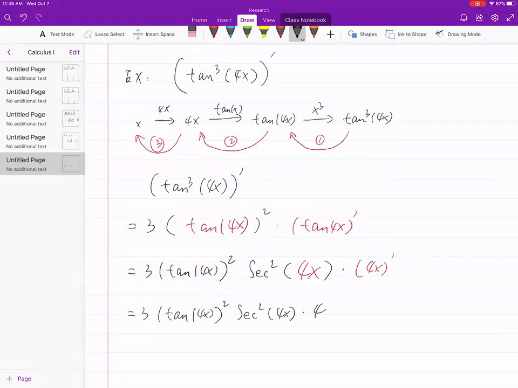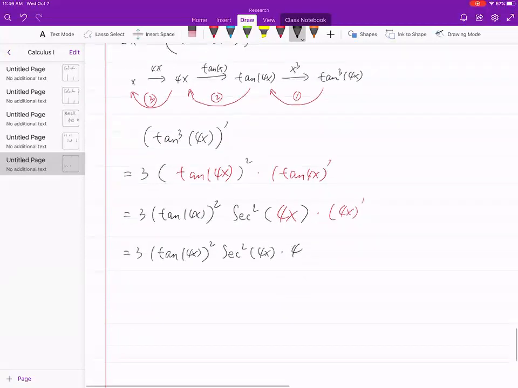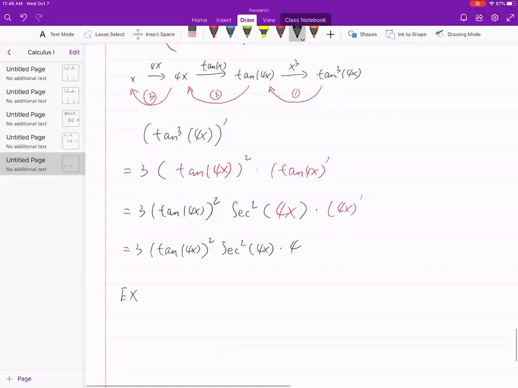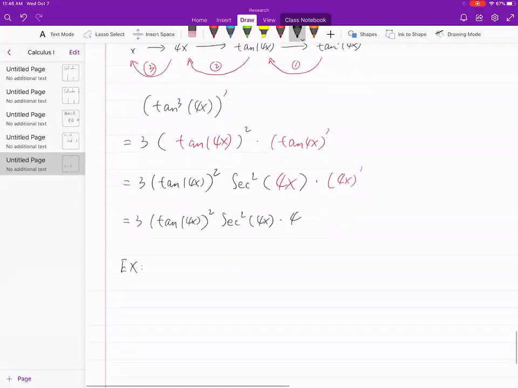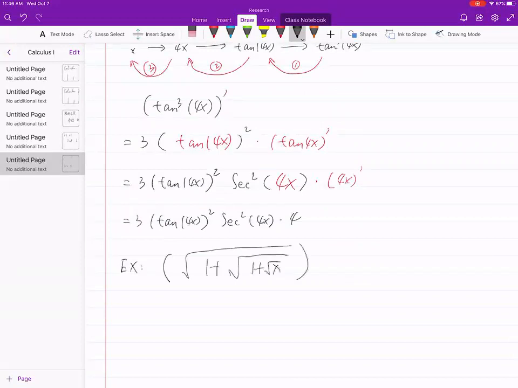Does everything make sense here? Okay. If that is okay, try the final one, the final challenge. See the structure carefully. Give it a try.